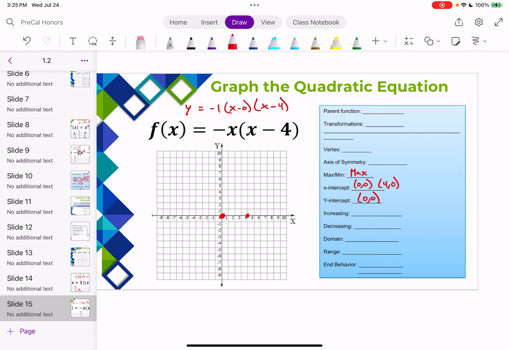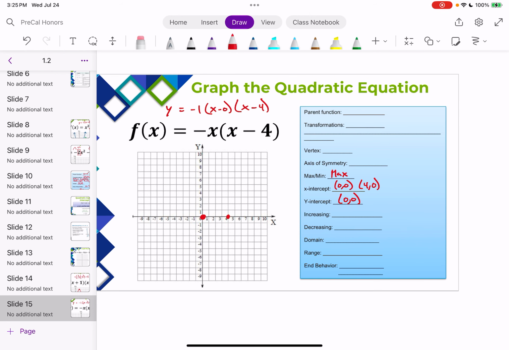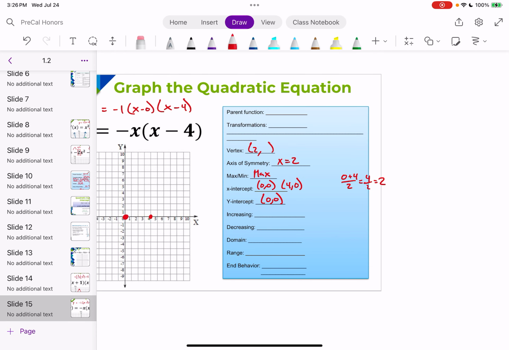We go ahead and figure out our vertex. So we've got 0 plus 4, divided by 2. 4 divided by 2 is 2. So we know that 2 is part of our vertex, and our axis of symmetry is equal to 2. We plug 2 back in. In this case, we have -2 times 2 minus 4. So -2 times -2, which is 4.